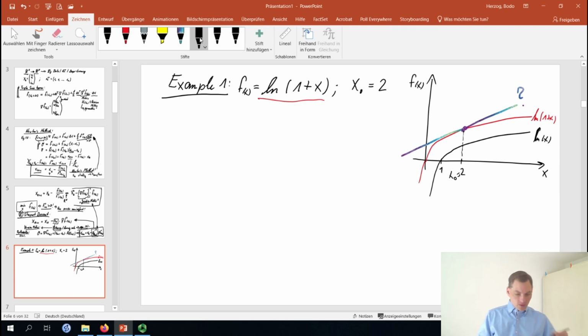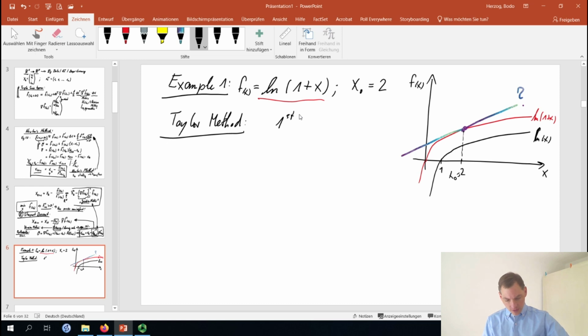Okay, how? Well, we all know in order to find this tangent line at 2, 0, we use the Taylor rule, or Taylor method. And we make a first order, let's do first order. First order Taylor rule, not second order.